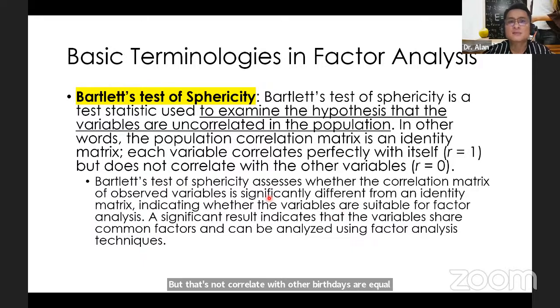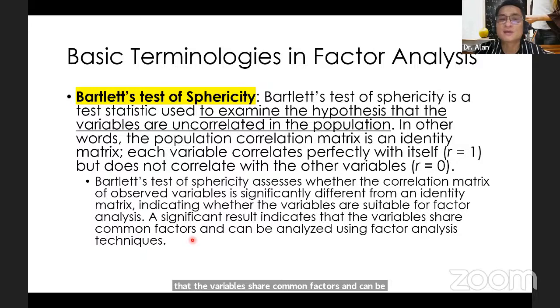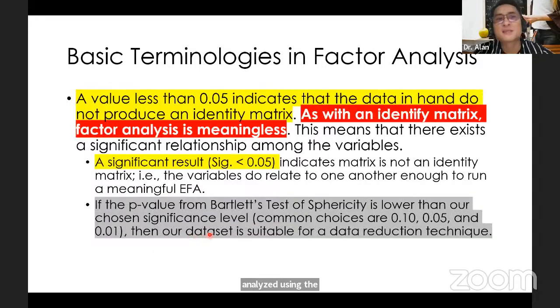So through this Bartlett test of sphericity, we assess whether the correlation matrix of observed variables is significantly different from an identity matrix, indicating whether the variables are suitable for factor analysis. A significant result indicates that the variables share common factors and can be analyzed using the factor analysis technique. So from this slide, a value less than 0.05 indicates what? It indicates that the data in hand do not produce an identity matrix.